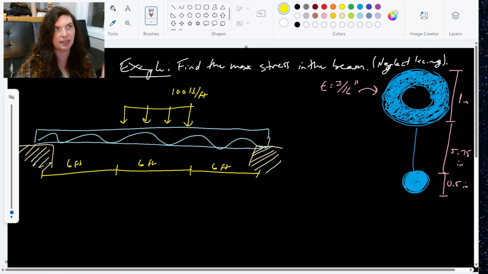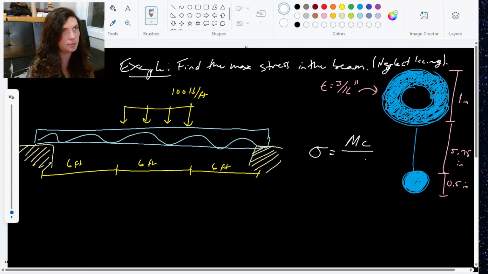There is some lacing connecting it. We're going to say that it's negligible for this problem. It's so small, it's not really going to have an effect. So we're really just looking at big tube over small rod. And we're given this setup where we have a beam that is supported on both sides, and it has a distributed load in the center. So again, we're going to do our whole setup, finding that stress is moment times c over moment of inertia.